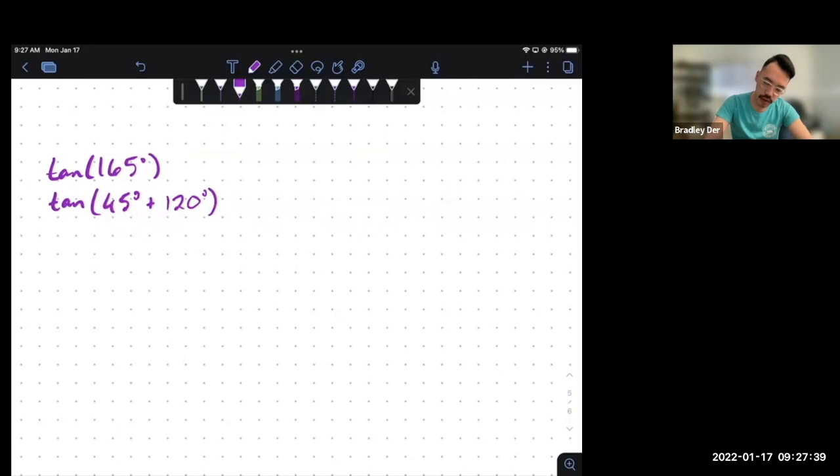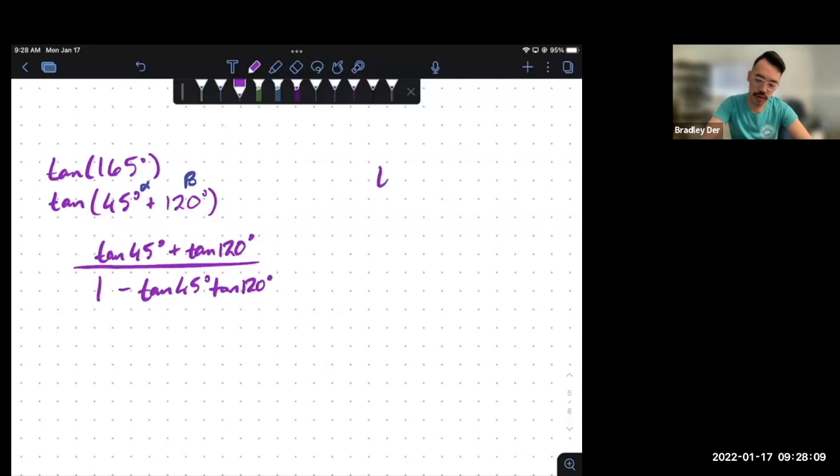So knowing the formula, and again, I'll label this if it benefits us, alpha and beta. Tangent of alpha plus tangent of beta over 1, and this time minus tangent alpha, tangent beta.